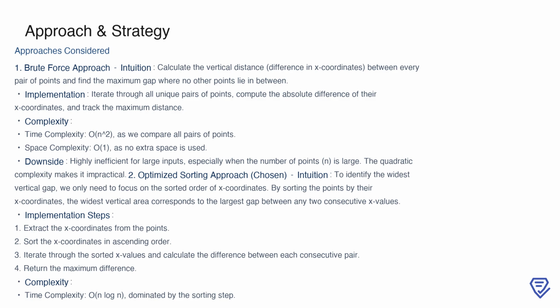This leads us to the optimized sorting approach. Here, the key idea is that the widest vertical gap can be found by focusing solely on the x-coordinates. By sorting these x values, the largest gap will exist between two consecutive x-coordinates in the sorted list. The process involves extracting the x-coordinates, sorting them, and computing the difference between each consecutive pair to find the maximum gap. This approach is much faster, with a time complexity of n log n, dominated by the sorting step. It's a significant improvement over the brute force method.